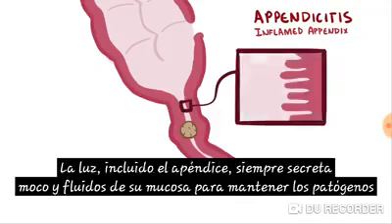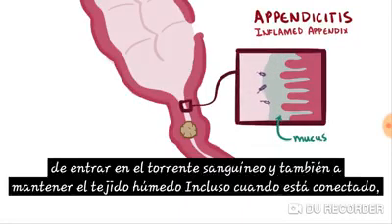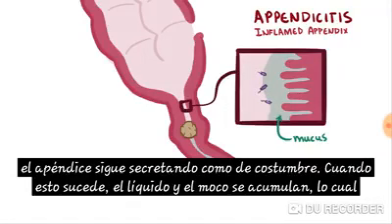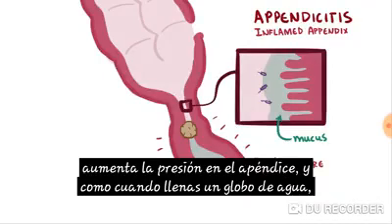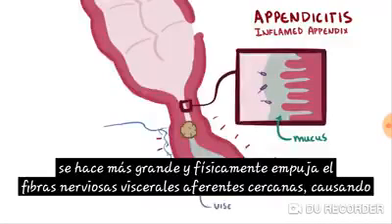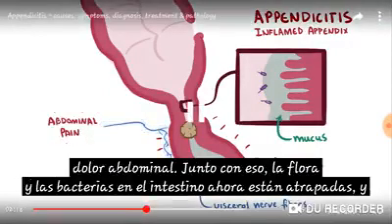Well, the intestinal lumen, including the appendix, is always secreting mucus and fluids from its mucosa to keep pathogens from entering the bloodstream and also keep the tissue moist. Even when it's plugged, the appendix just keeps secreting as usual. When this happens, fluid and mucus builds up, which increases the pressure in the appendix. Just like when you fill up a water balloon, it gets bigger and physically pushes on the afferent visceral nerve fibers nearby, causing abdominal pain.